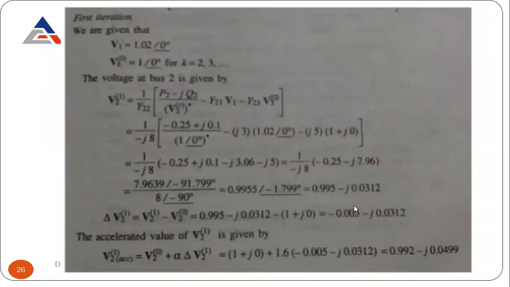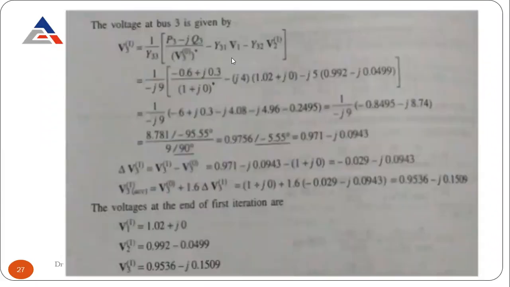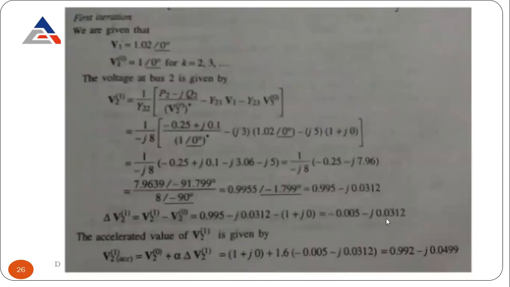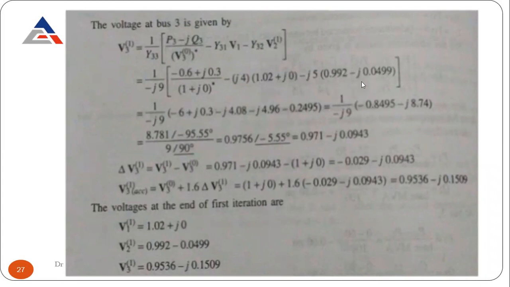1.6 multiplied by this delta value. Just put it down here and this becomes your accelerated value for V2. Now similarly calculate for V3. So this is the equation. Here you have to put down the value of V2, not the initial value now, but the value of V2 that we have calculated here. Here you have to use the accelerated value. Just put down all the numerical values, do the calculations, and you get this as a result.